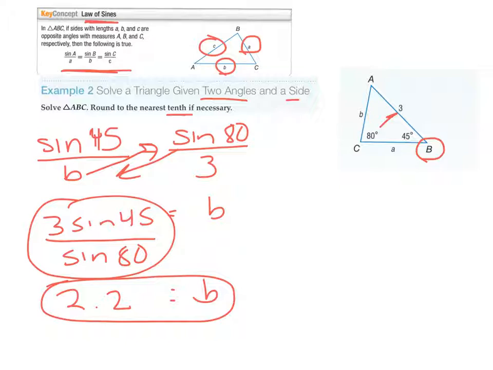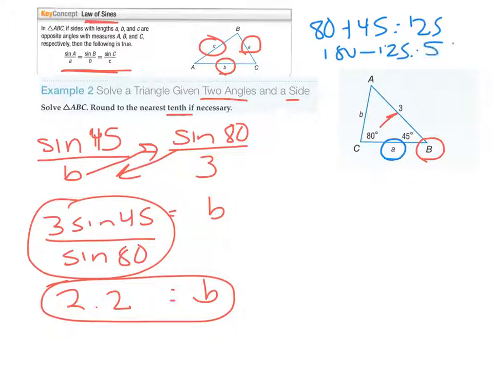That gives us the answer to b, but we also want to find a. To do that, we need to know this angle. Since all angles add up to 180, we can add these two, which gives 125, and subtract that from 180, we get 55. So 55 is this angle right here for a.